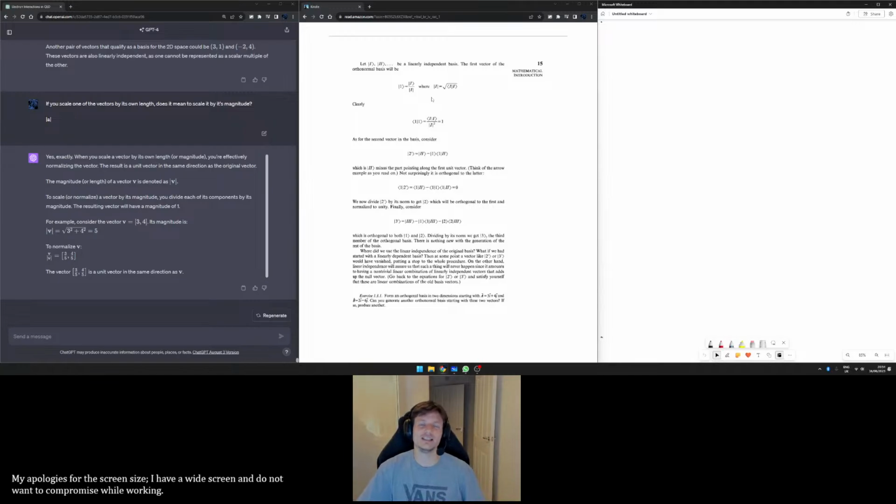And I think I totally missed how obvious that was, though I went through it and we figured out, proof by the pudding. And then it says, as for the second vector in the basis, consider this. It says there's a second one in the basis, and it's equal to the second vector minus the first basis, and then the inner product of the two, which is 2 minus the part pointing along the first unit vector.